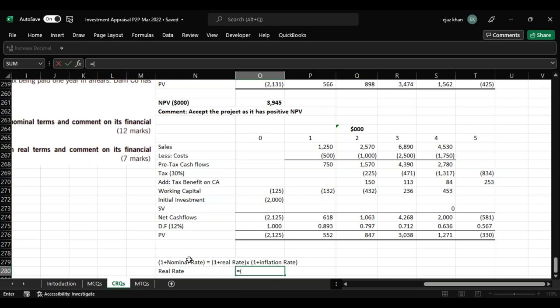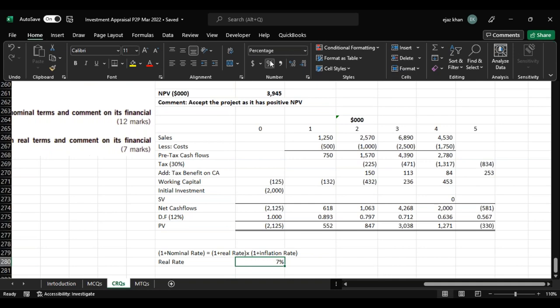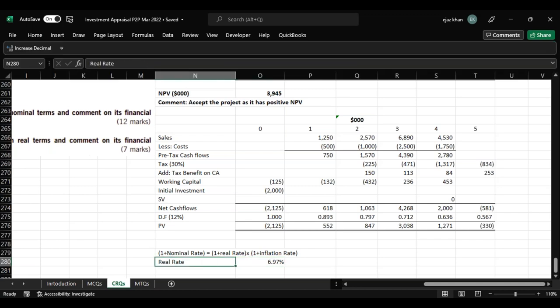And that's how we will get the real rate. So we need to have 1 plus nominal rate, that is 1 plus 12%, divided by 1 plus the inflation rate, because it is multiplied here and should be divided to the other side. Okay, 1 plus inflation rate, which is 4.7%. And once we get this answer, we have to subtract this 1, minus 1. And let us convert it into percentage format. So it is going to be 6.97%. That's the real rate.